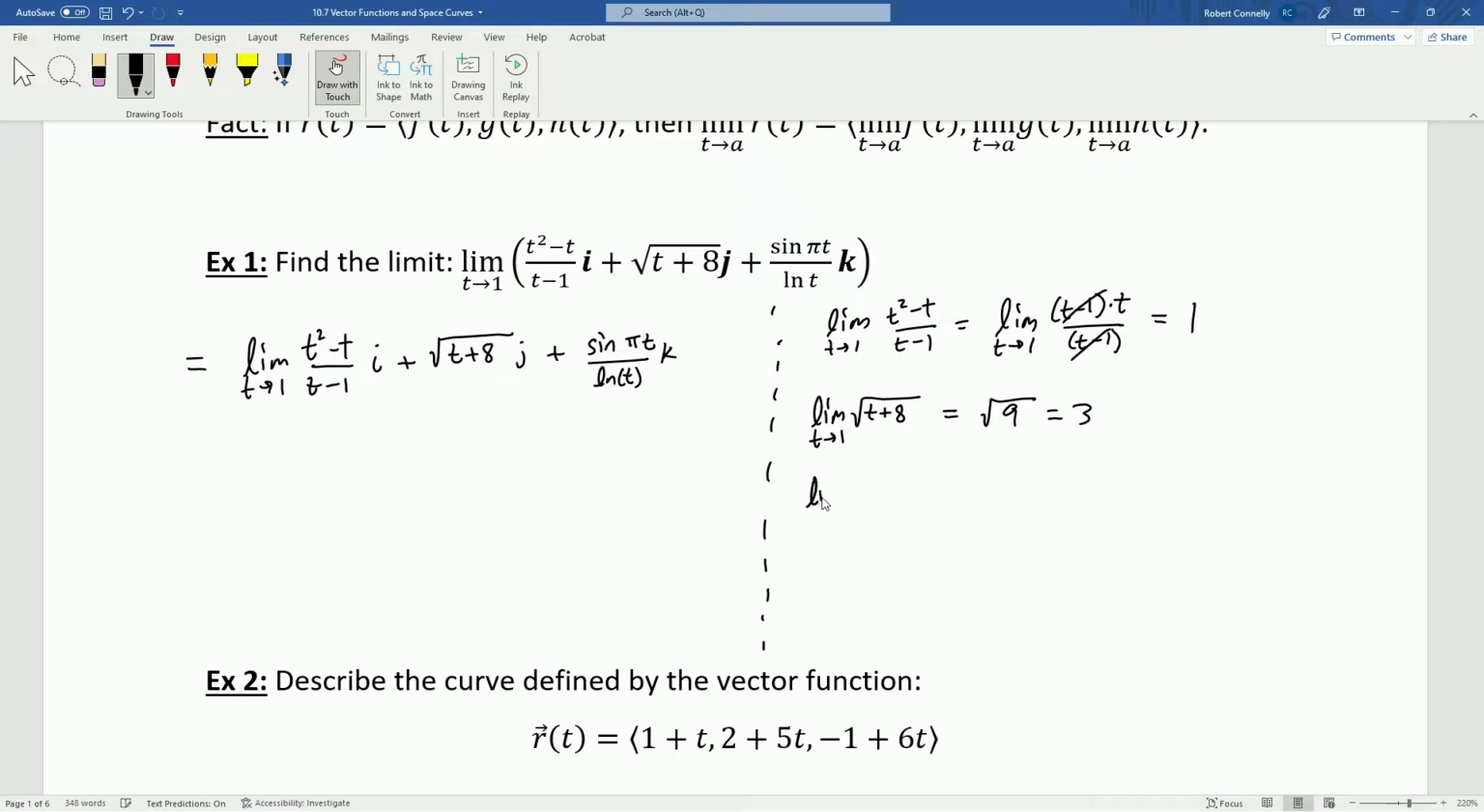Now, lastly, we want to look at the limit as t goes to 1 of sine of pi t divided by ln of t. Now, the first thing we have to notice here is that this is an indeterminate limit. So when t goes to 1, ln of t goes to 0, and sine of pi t goes to sine of pi, which is also 0. So this is 0 over 0 indeterminate form, and so we can use L'Hopital's rule for this limit.